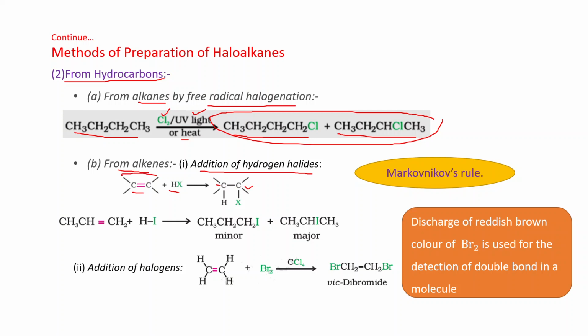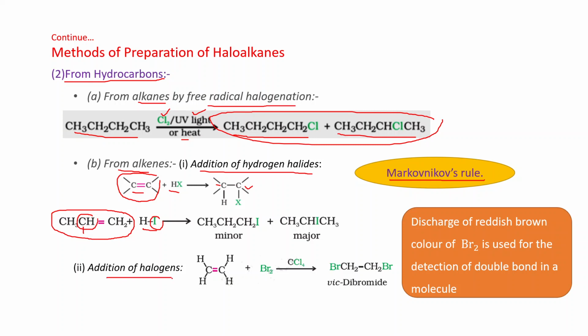If we have an unsymmetrical alkene, then the products are according to Markovnikov rule. I think you remember what this Markovnikov rule is. When an unsymmetrical reagent HX is added, the X will be added to that double bonded carbon atom which bears the lesser number of hydrogen atoms. In this way, this is an unsymmetrical alkene. When this reacts with HI, this I will attach to which double bonded carbon atom? To this one, because this carbon bears the lesser number of hydrogen atoms.